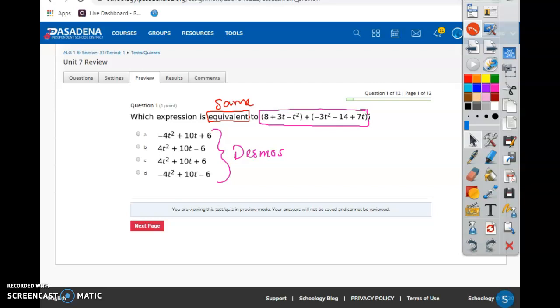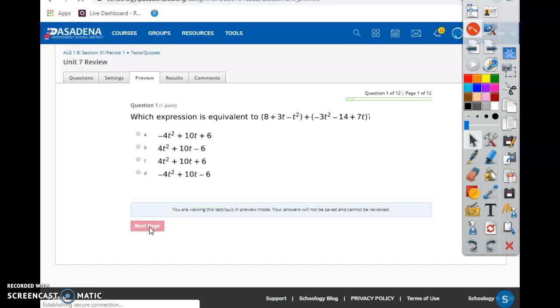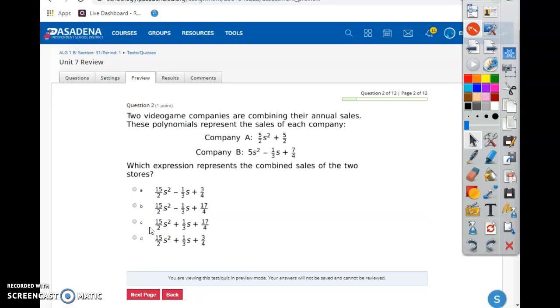Okay, so you should have done that one already. And we're going to move on to problem number 2. So click next. This one, you're going to do the same thing. So if you want to put the whole thing in Desmos, you have to put parentheses plus parentheses. All of this can go in Desmos together, all at once. Okay, but it has to be like that.